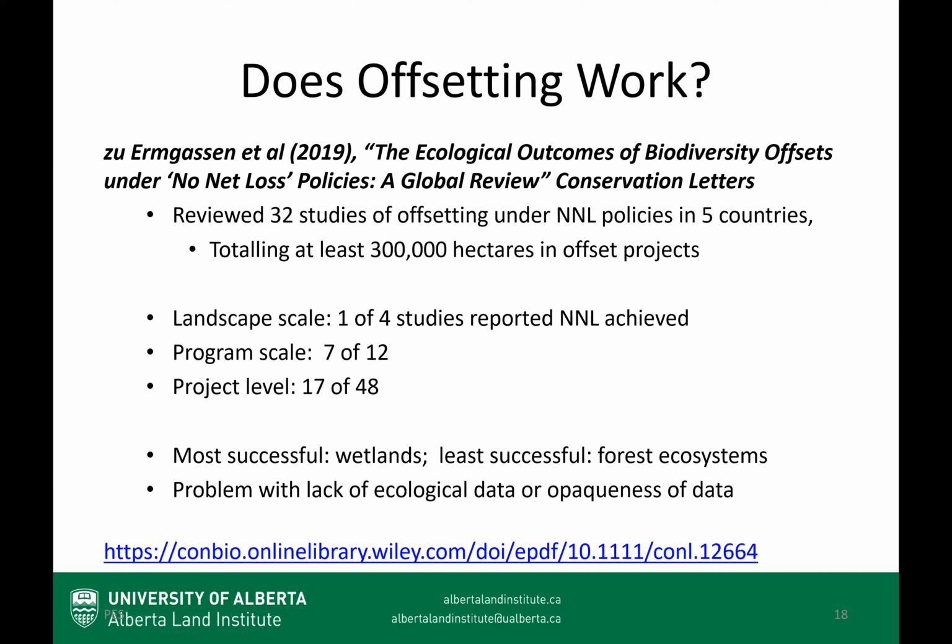And of them found that only 1/4 of offset programs that operate at a landscape level reported that no net loss was achieved. At a program level, only 7 of 12 were reported to be successful, and at the project level, only 17 of 48. The difference between those totals and the 32 studies is that some of the studies covered more than one program or project. The most successful recorded were with respect to wetlands.